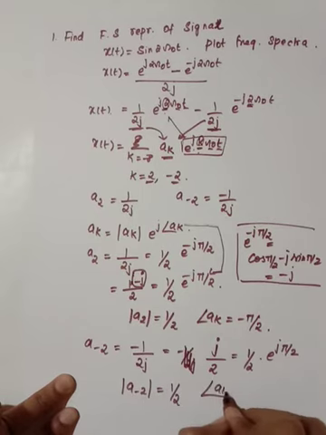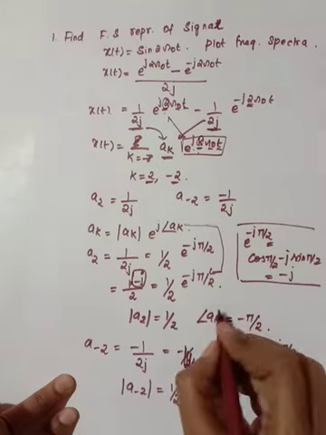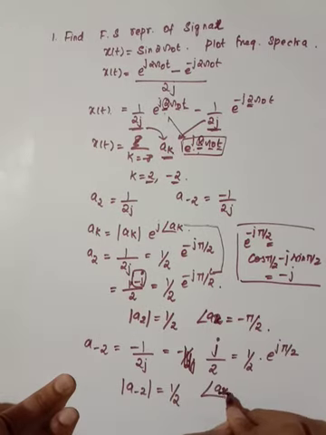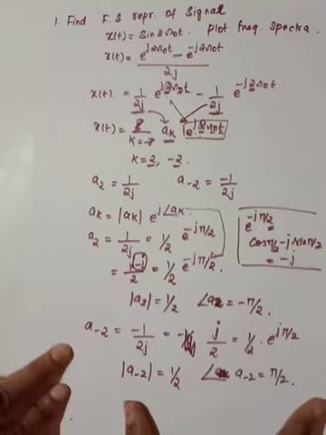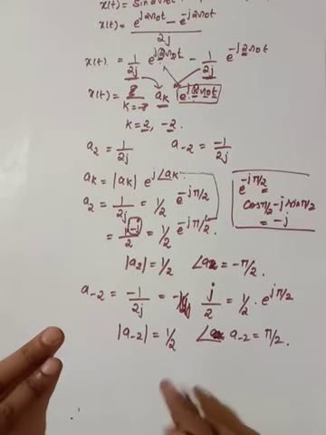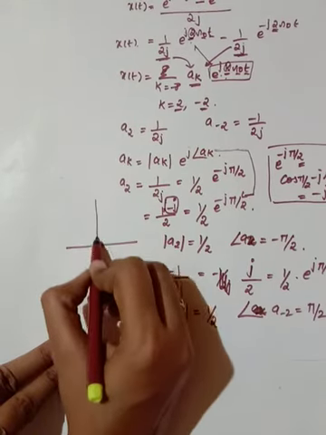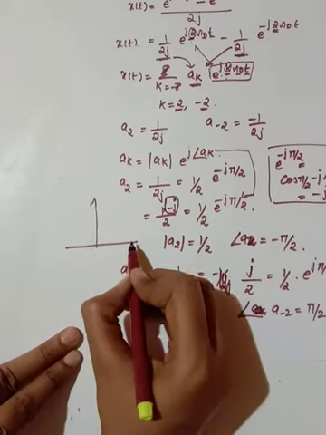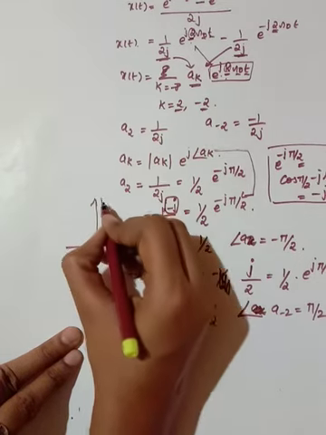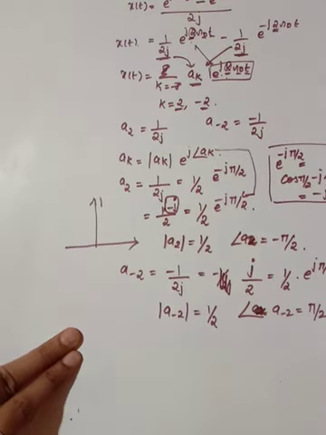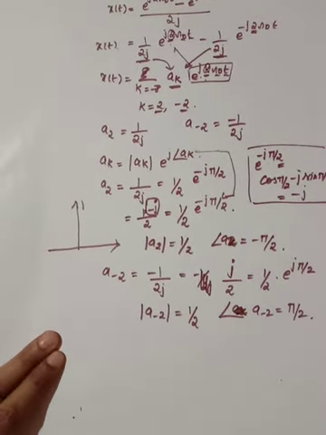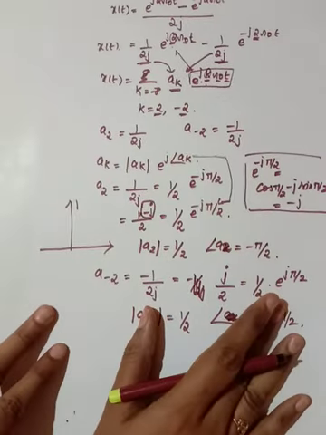The angle a minus 2 is pi by 2. Okay, so it is pi by 2. Now what I need to do is draw the frequency and phase spectrum. Here this is the frequency spectrum. In the frequency spectrum there are two spectra: one is the magnitude spectrum and the other is the phase spectrum.